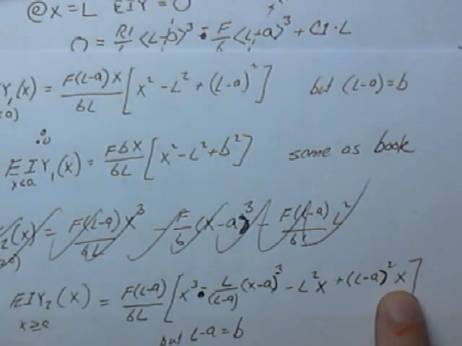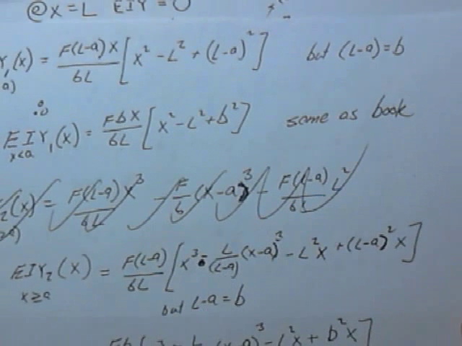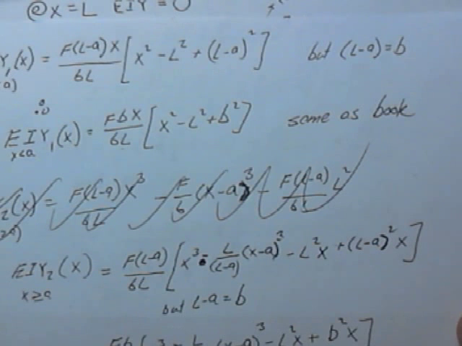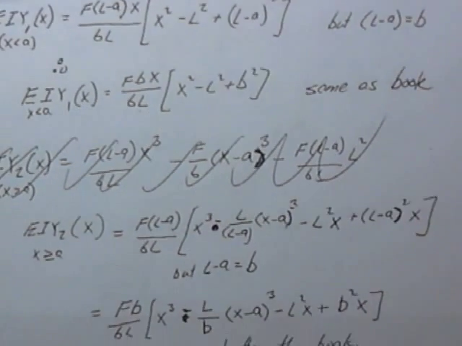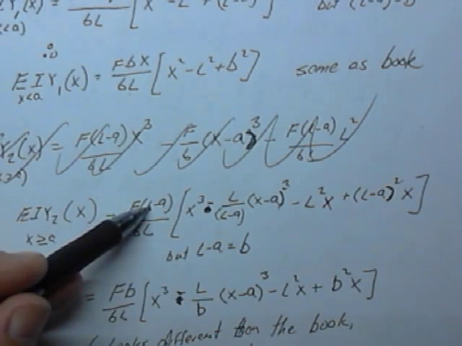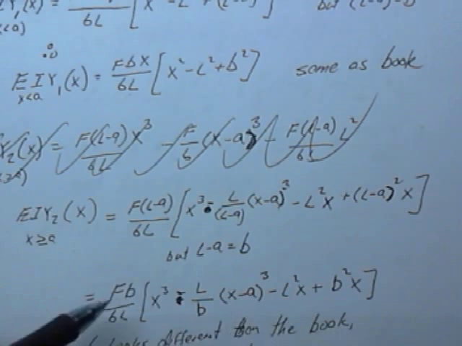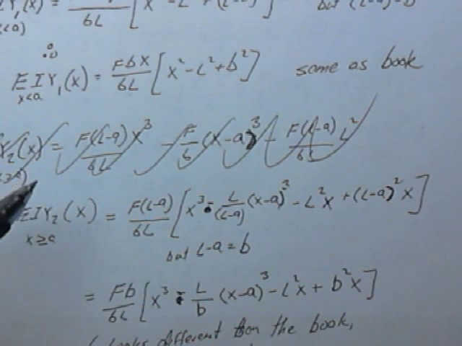Everything is copied down. If I want to, I can still do the substitution that b is equal to L minus a. So this becomes an FB over 6L. And this L minus a becomes a b. So this becomes a minus L over b, minus L over b. Nothing else really changes. This looks different from the back of the book. Again, I'll point out that this B replaced L minus A there. This L minus A was turned into a B. Otherwise, it's pretty much the equation that was written at the bottom of the previous page.